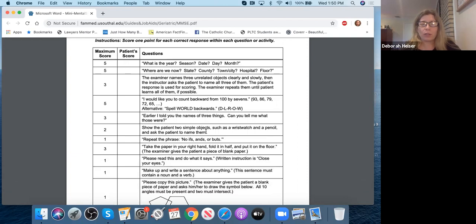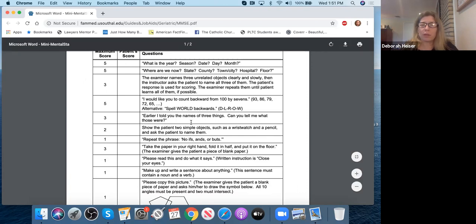The next question, where are we now? The state, county, town or city, hospital, or if you're giving it in a doctor's office, and what floor are we on? All of those could result in a maximum score of 5.